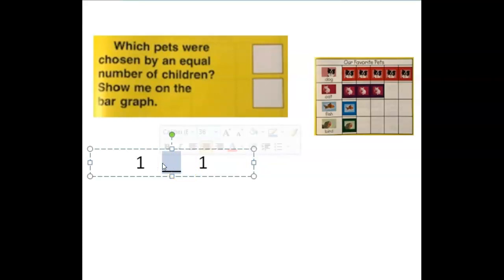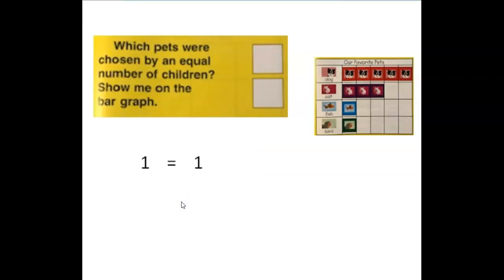So we want to show our equal sign. 1 is equal to 1. The same number of children voted for fish that voted for birds. They have an equal number of votes. They have a tie.